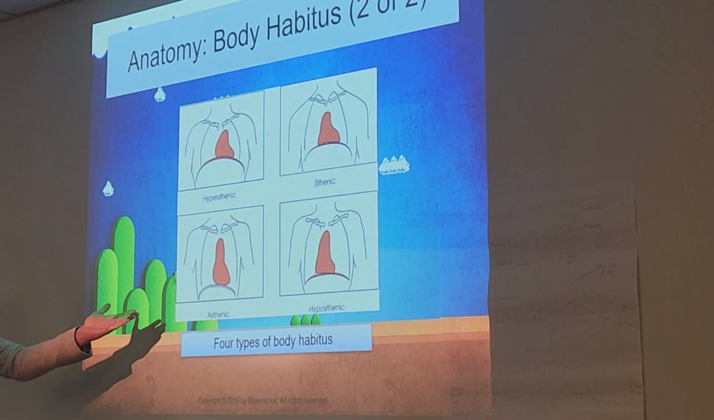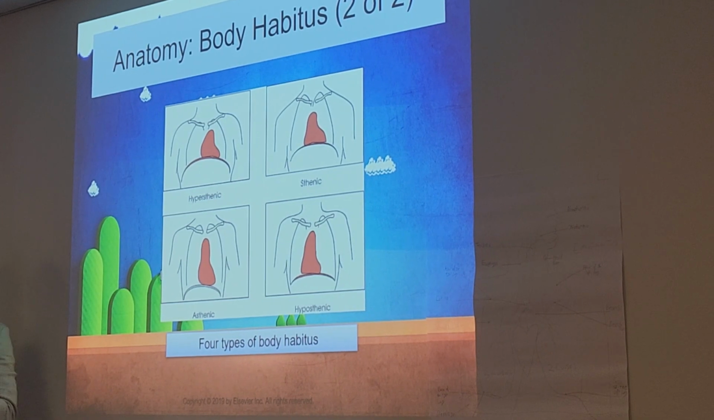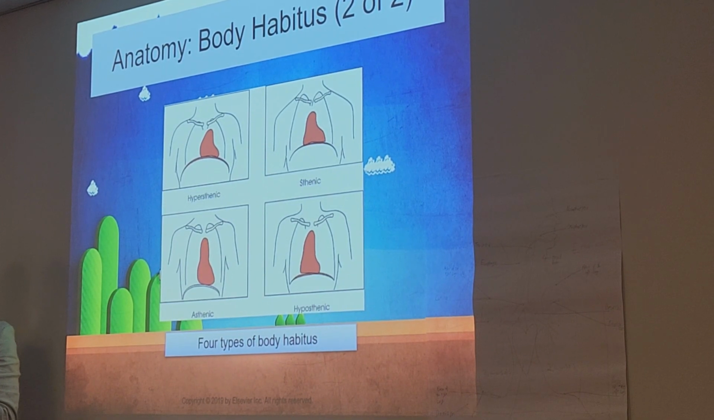And of course, the skinniest, the asthenic, that's like your skeletal people almost. The heart's going to get extraordinarily long and thin. And once again, you're going to find the organs all kind of follow that same rule across the board. Please remember that. Please know all 4 body habituses.